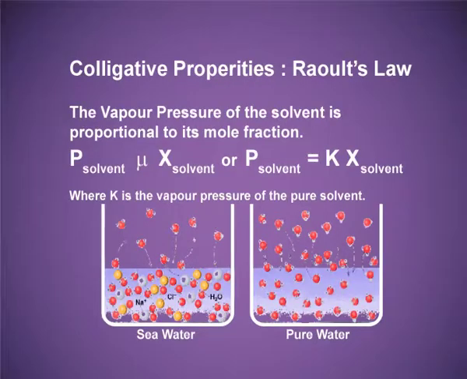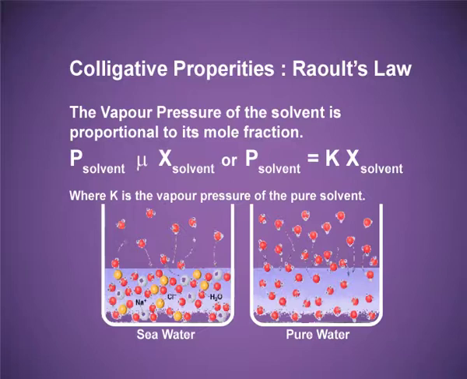Just see this picture. In picture A, you can see that it is sea water, and sea water has many salts. You can see the red balls, these are water molecules, and yellow and white balls, these are some salts. Due to these salts, the water molecules are in lesser number on the surface and they are getting little chance to escape. So, in the vapor state, the number of water molecules is less.